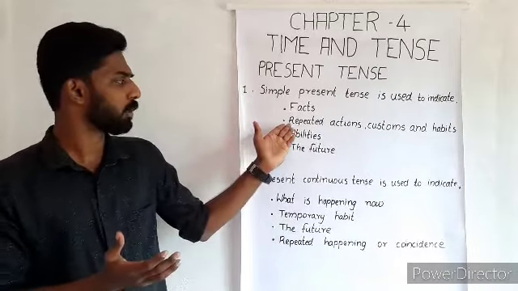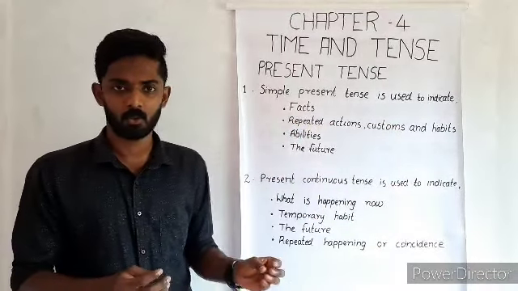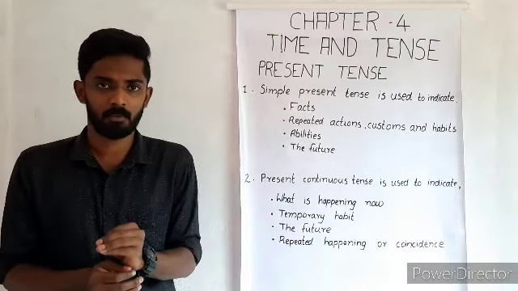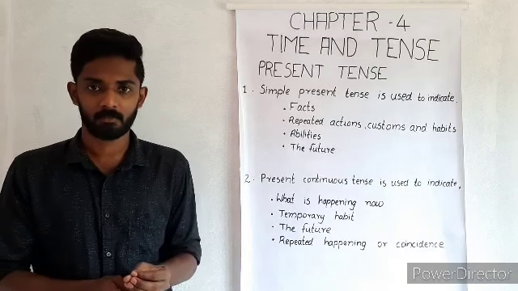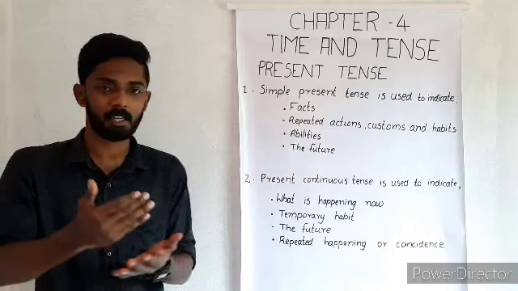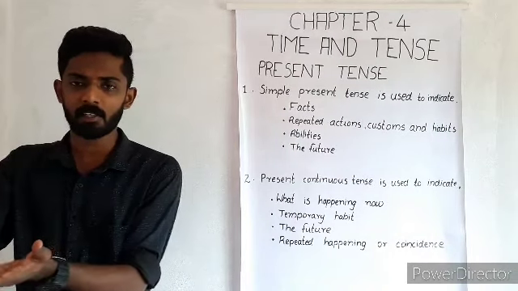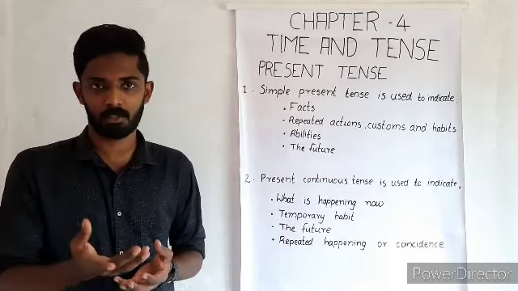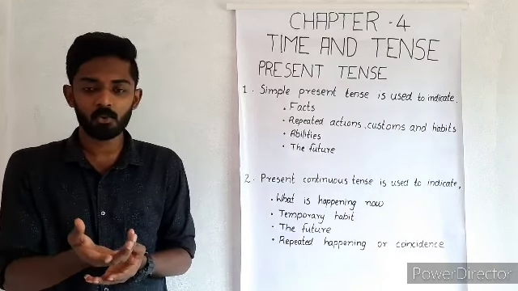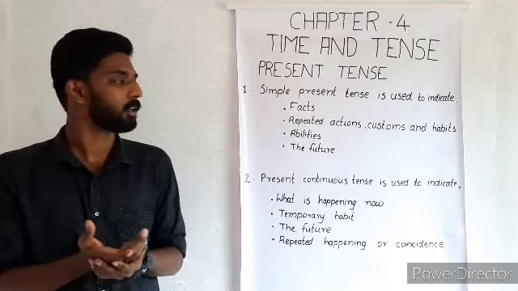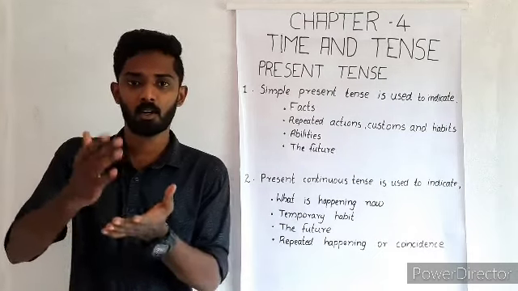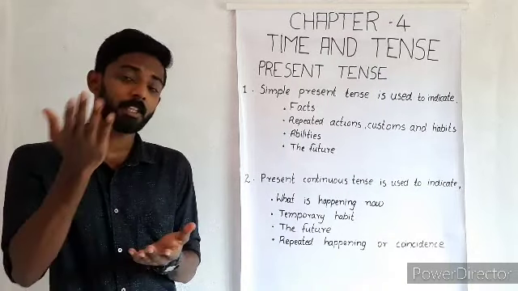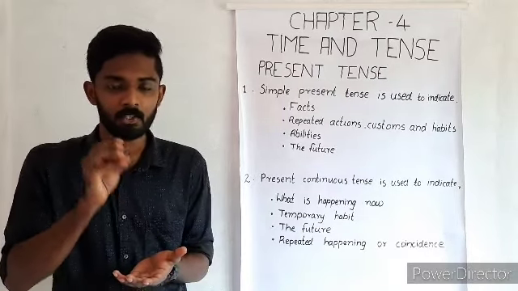And the next one, repeated actions, customs and habits. These will be said in simple present tense. For example, he visits his family every weekend. It's a habit, or a repeated action, because every weekend he goes to his family, and we say it in simple present tense. Or else, he whitewashes the house before Diwali. The whitewash or the painting happens before every Diwali, so it is a repeated action. That kind of sentence will also be said in simple present tense.